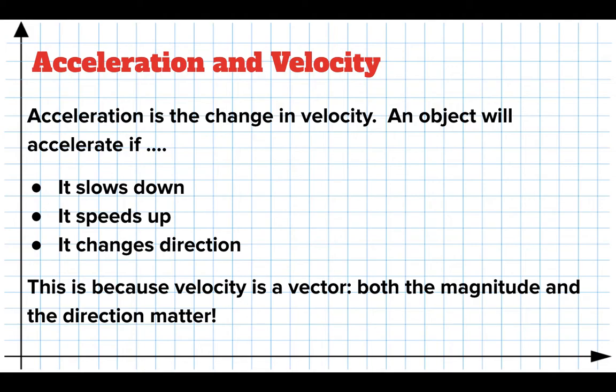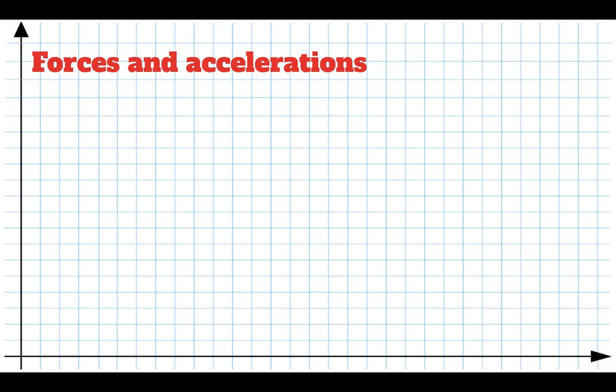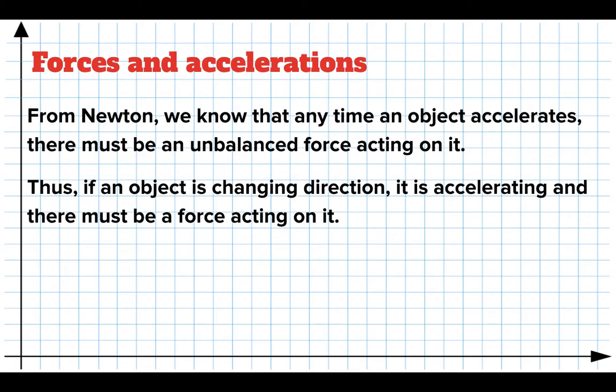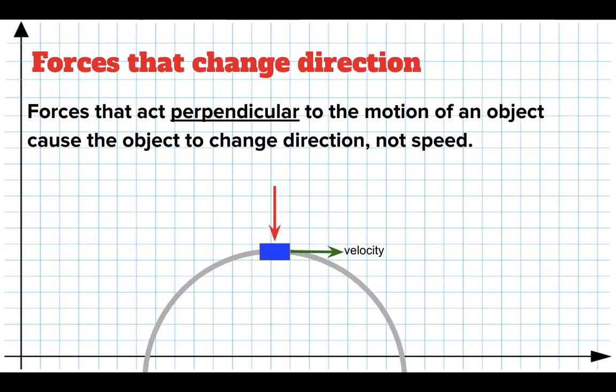So changing the direction of a vector is changing the vector. Okay? So from Newton, we know that anytime an object accelerates, there must be an unbalanced force acting on it. So if a car is going around a corner, for example, it's not changing speed, but it's changing direction. It's accelerating. There must be a force acting on it. Okay? So an object that's changing direction is accelerating, and there must be a force acting on it.